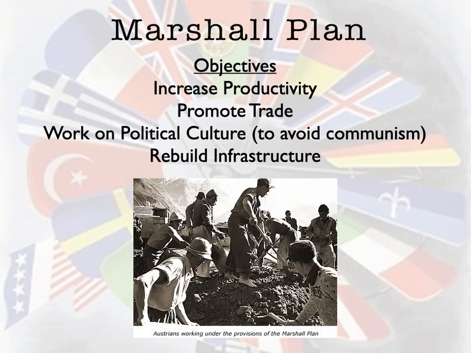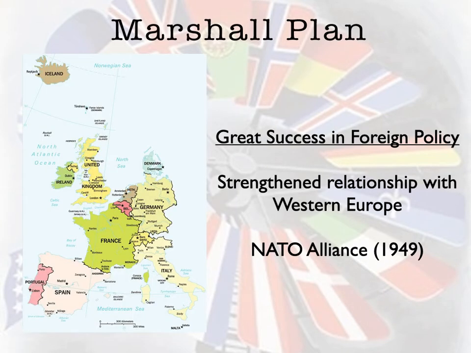The objectives of the Marshall Plan, right? Want to increase productivity. Let's get people to work. Let's have them doing something. Promote trade between countries. Work on positive political cultures, which for us meant giving these people an alternative to communism, right? We want to build these countries up so they're allies of the United States. And then, like I said, want to rebuild their infrastructure.